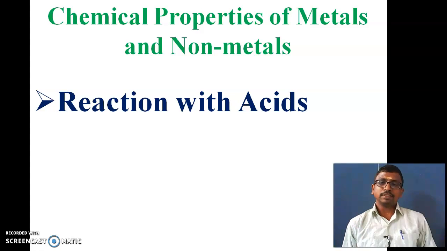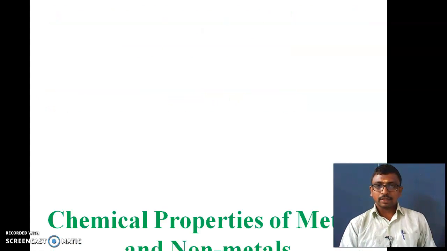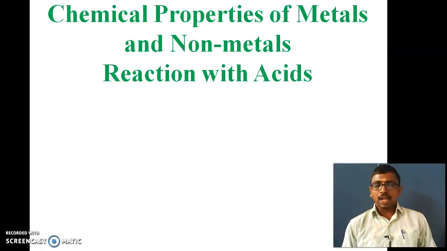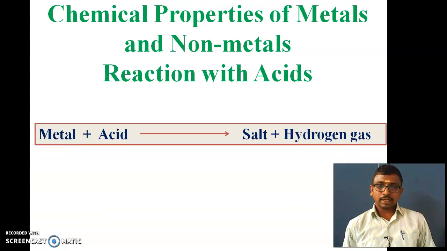What happens when metal and non-metal react with acid? First, see the general reaction. When metal is treated with acid, it forms salt and hydrogen gas is liberated. So metal reacts with acid, forms salt and liberates hydrogen gas.